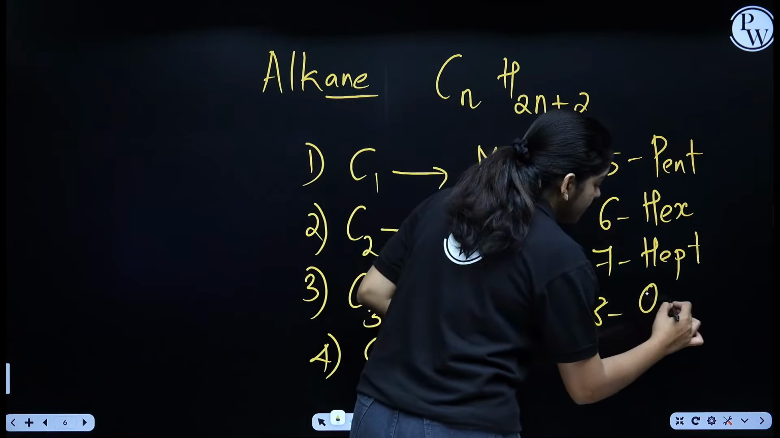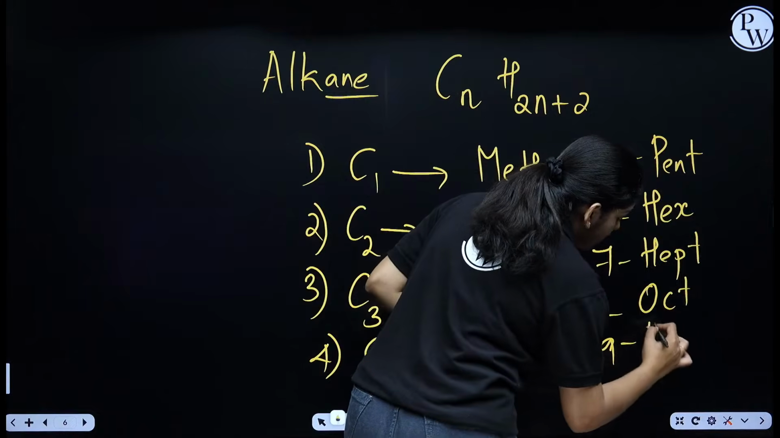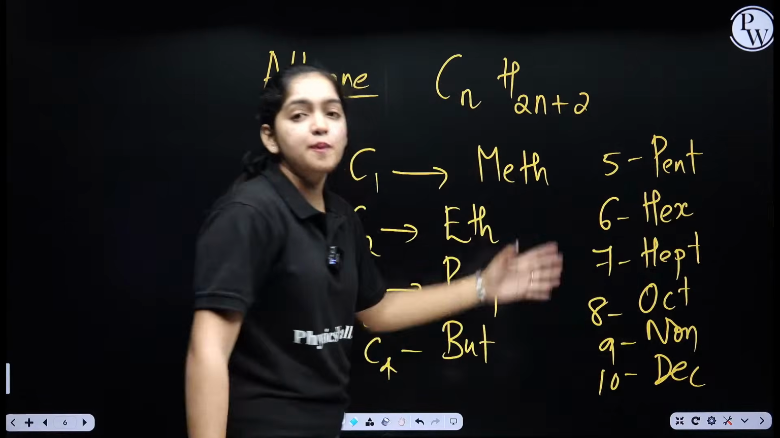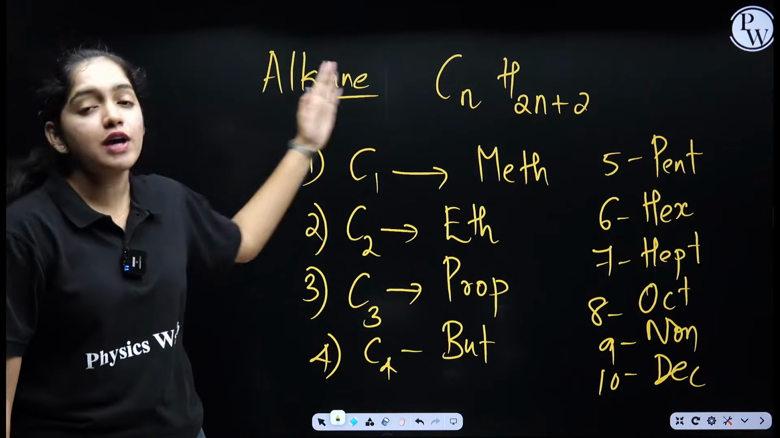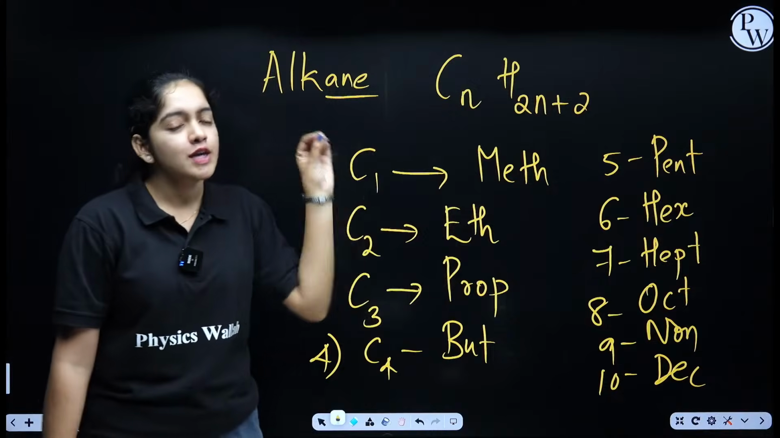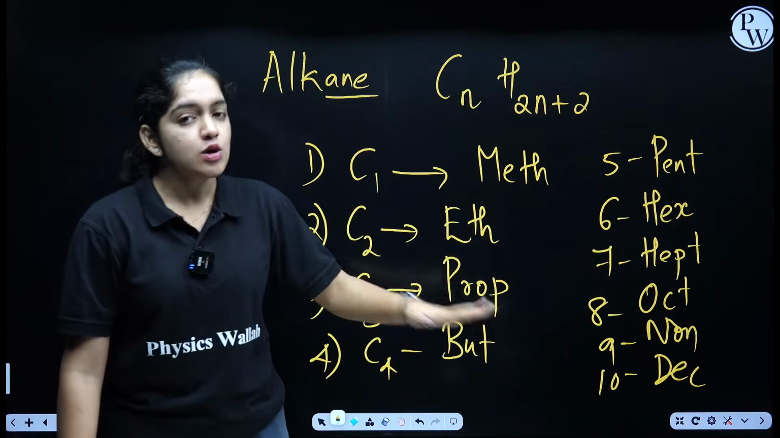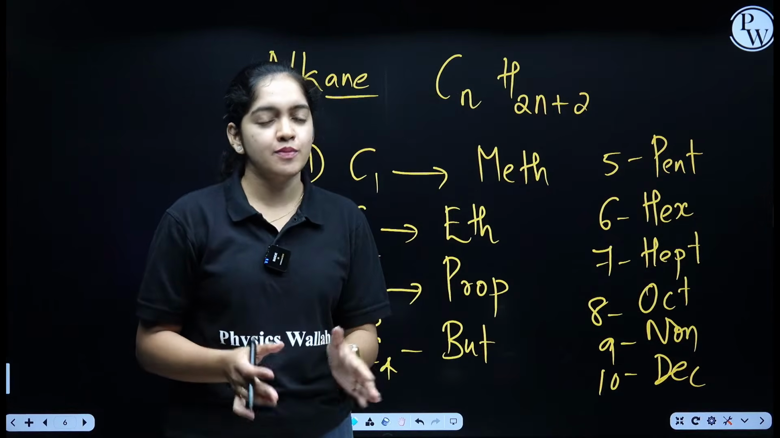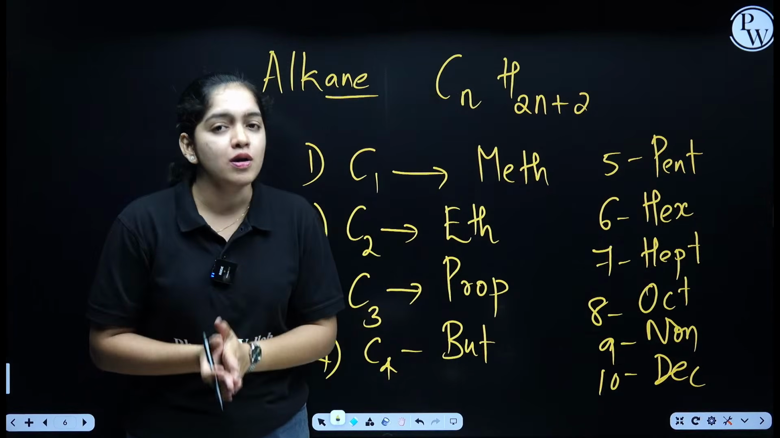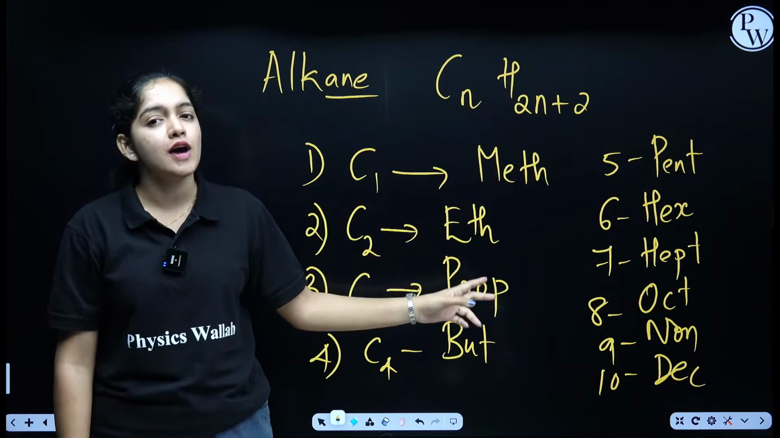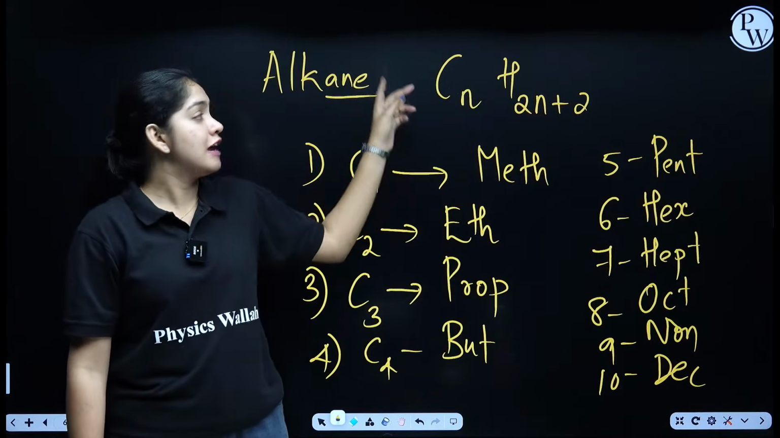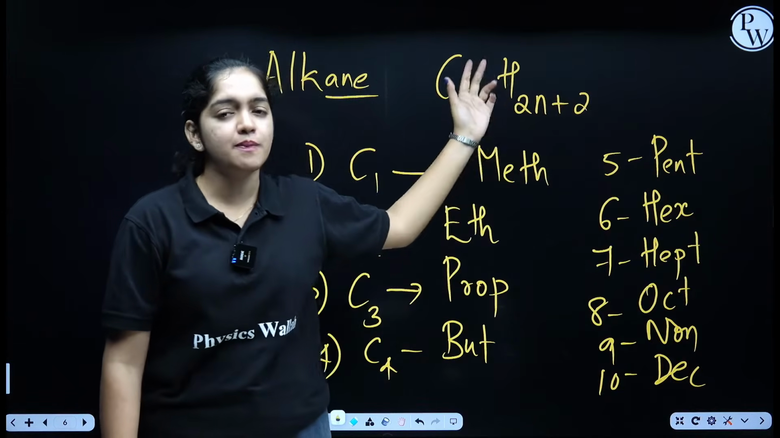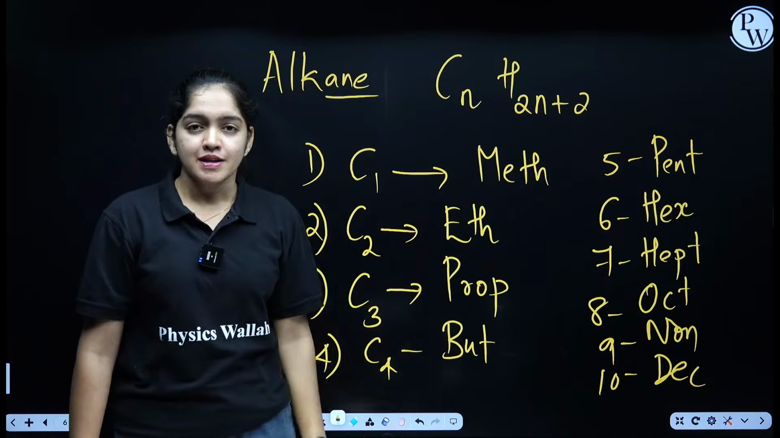Then 8 will be what? Oct. 9 it will be non. And 10 it will be dec. So up to this, we should learn. So from carbon 1 to carbon 10, these are the general names that we should use in alkane, alkene and alkyne. So alkane is clear, right? Alkane means carbon-carbon containing a single bond between them, or carbon-hydrogen containing a single bond between them, are known as saturated hydrocarbons, and they are also known as alkanes, and the general formula is what? CnH2n plus 2. That is, hydrogen will be double the number of carbon plus 2. Is that clear? Okay.